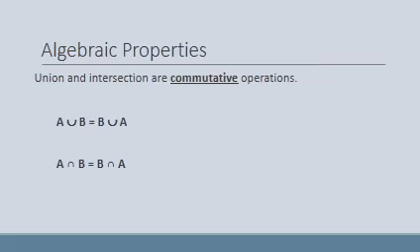Now we are going to take some properties concerning the union and the intersection. You have to know that union and intersection are commutative operations. When I say commutative, I mean A union B is the same as B union A, and A intersection B is the same as B intersection A.